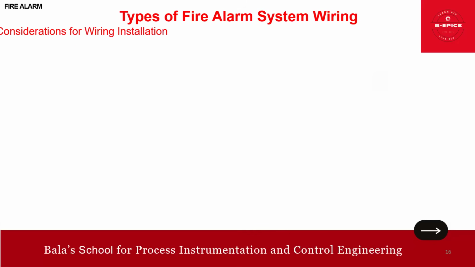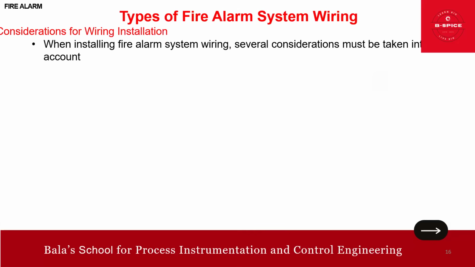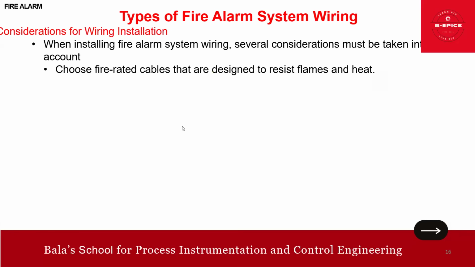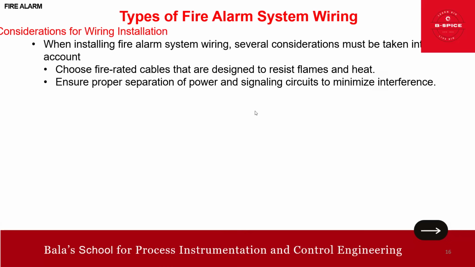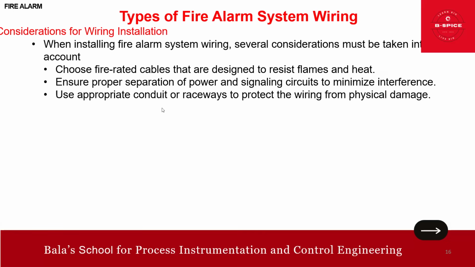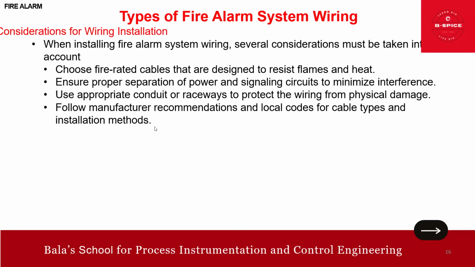Then, what are all the considerations for wiring installation? When installing fire alarm system wiring, several considerations must be taken into account. Use fire rated cables that are designed to resist flames and heat. Ensure proper separation of power and signaling circuits to minimize interference. Use appropriate conduit or raceway to protect the wiring from physical damage. Follow manufacturer recommendations and local codes for cable types and installation methods.